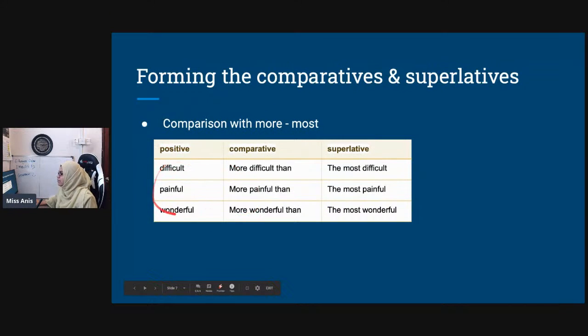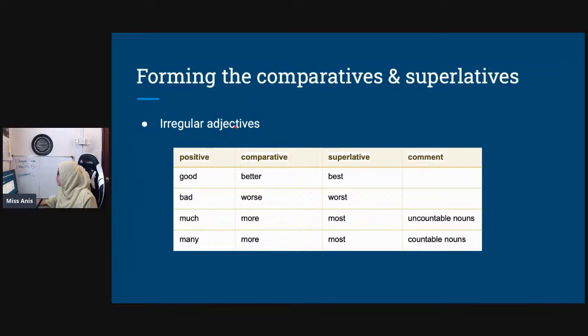This is some of the example of the words. Okay, the last, I think this is the last one for us to know about the comparative, dan later kita akan go through some of the exercise. Okay, so nampak tak dekat sini? Ni dah macam lain dah, Miss.